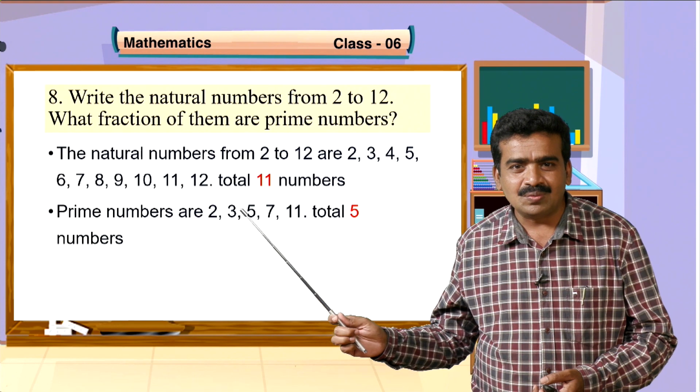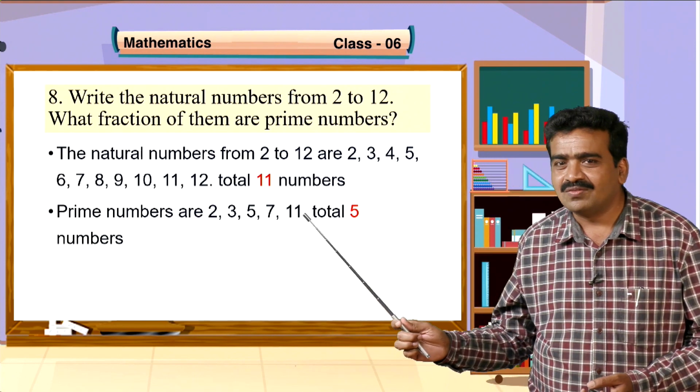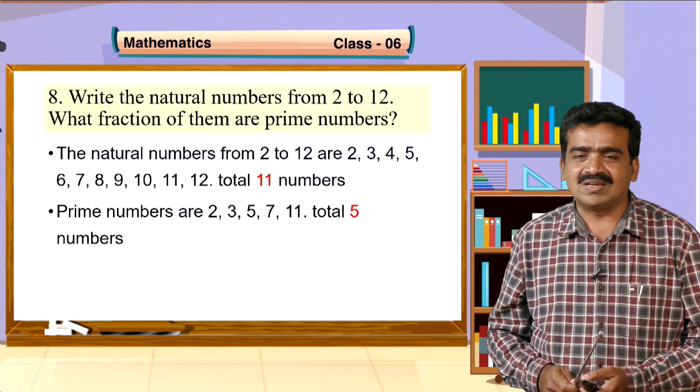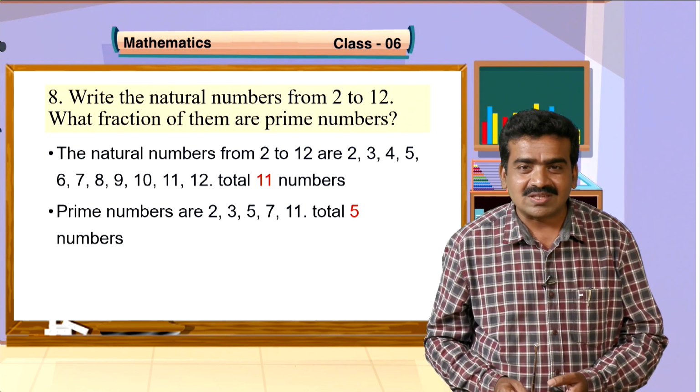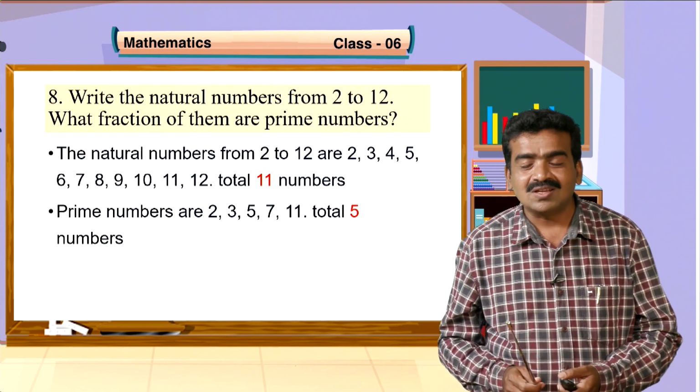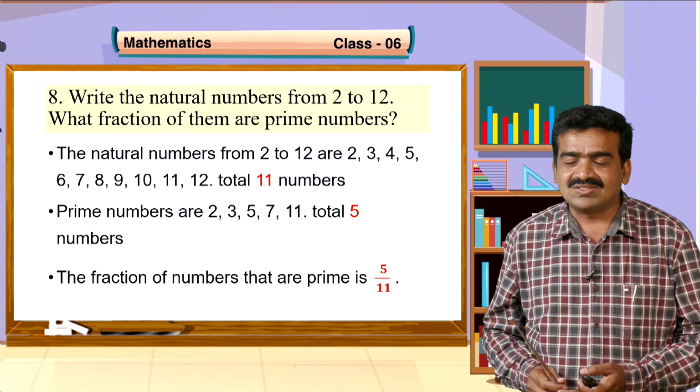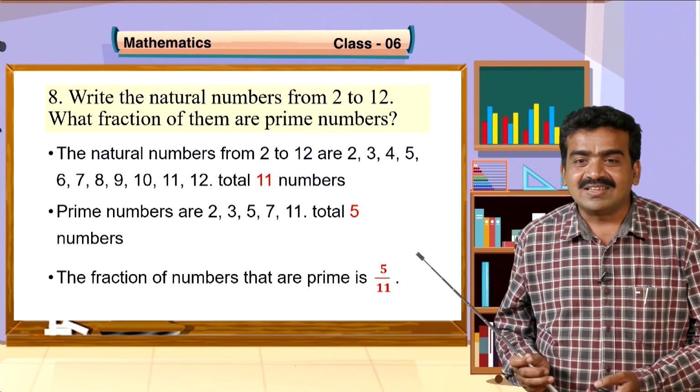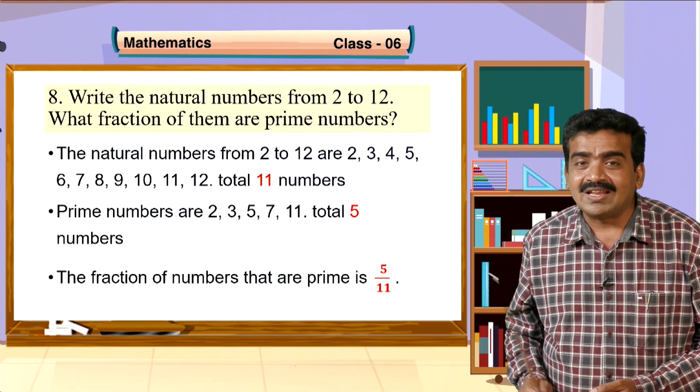1, 2, 3, 4, 5. There are 5 prime numbers. Then what is the fraction with respect to the numbers from 2 to 12 to the prime numbers? Yes, you are right, my dear student. They are 5 by 11.